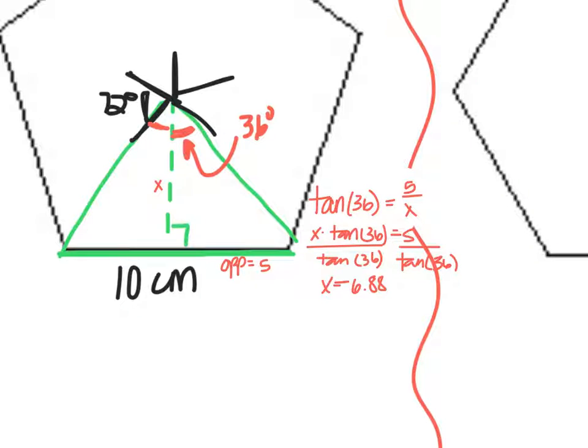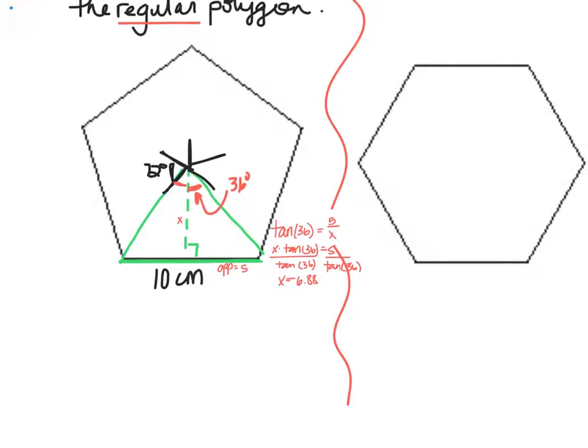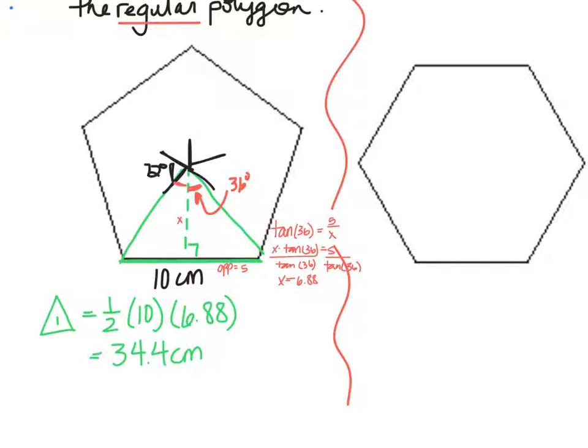Okay, so let's zoom out then and just think about all the information that we have now. I know the height of that little triangle, and I know the base, which is that 10 centimeters. So that one triangle is going to be equal to 1/2 base, 10, times perpendicular height, 6.88. And when I work that out, I get that one triangle is going to be 34.4 centimeters.